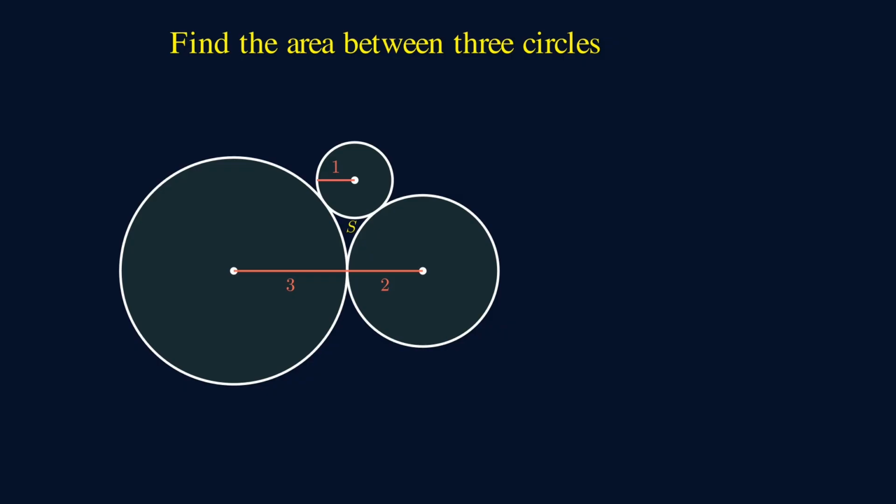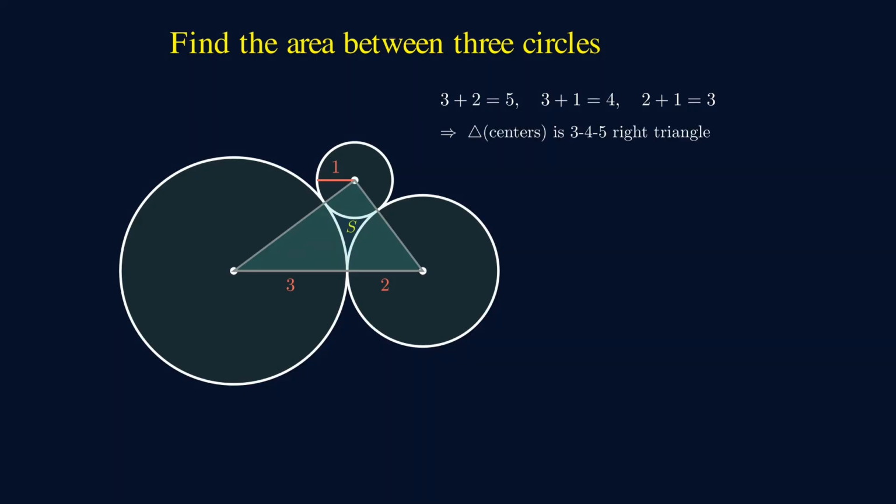First big idea, instead of staring at the curves, we focus on the centers of the circles. If we connect the centers of the three circles, we get a triangle, and something really nice happens here. The distance between the left and right centers is 3 plus 2, which is 5. The distance between the left and top centers is 3 plus 1, which is 4. And the distance between the right and top centers is 2 plus 1, which is 3. So the triangle formed by the centers is a 3, 4, 5 triangle, which means it's a right triangle. That's already a huge simplification.